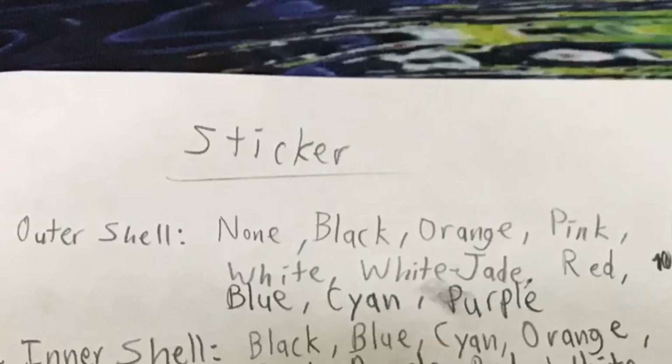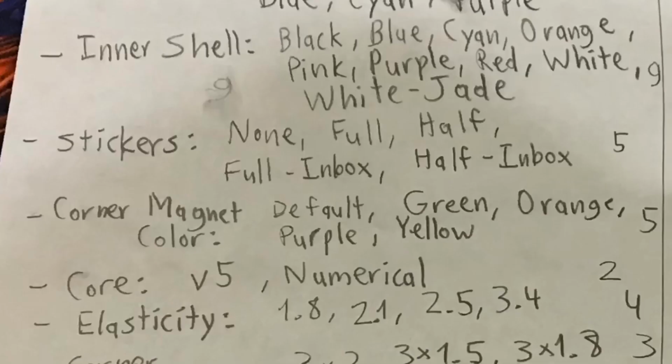First off, for the stickered outer shell, there are 10 different options. You can choose to have no outer shell, which is weird, I guess. A black, orange, pink, white jade, red, blue, cyan, or purple outer shell. Next up, we have 9 different inner shell options, which are black, blue, cyan, orange, pink, purple, red, white, or white jade. For stickers, we have 5 choices.